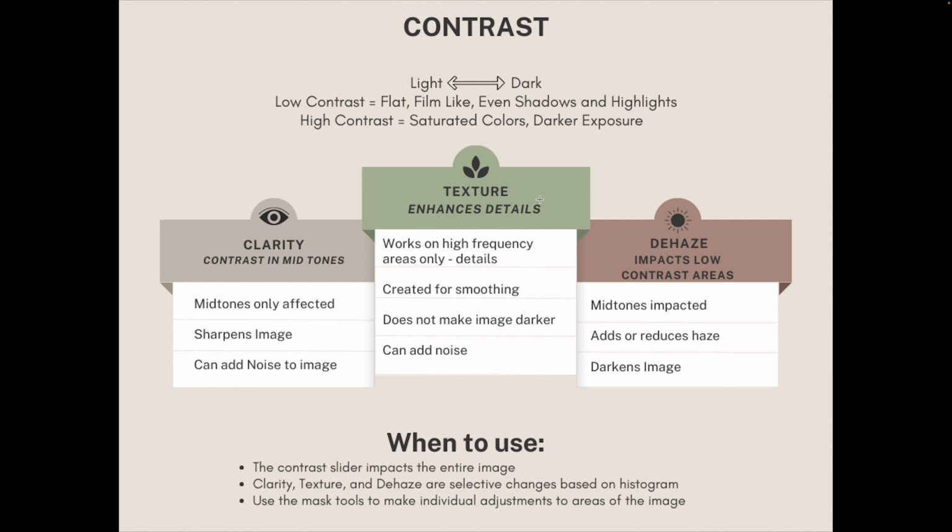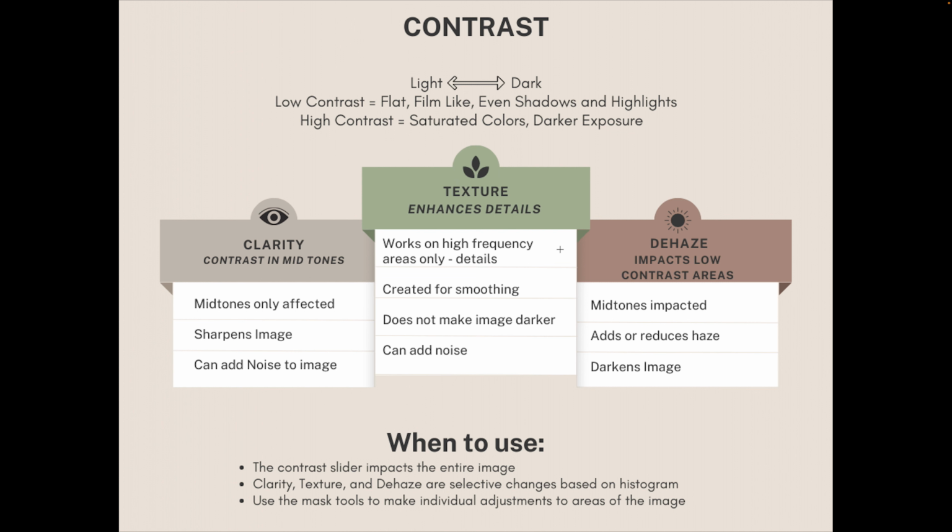Texture enhances the details in your image. It works on the high frequency areas. Now, high frequency areas are the areas in your image that have a lot of detail. So it's not a smooth sky. It's going to be details like in a leaf, tree bark, maybe skin.